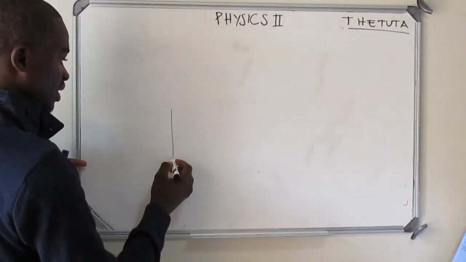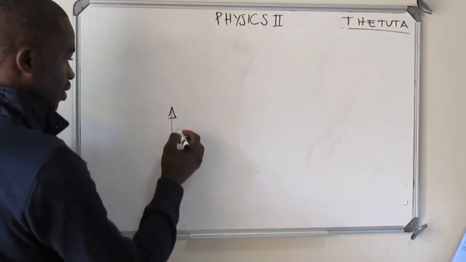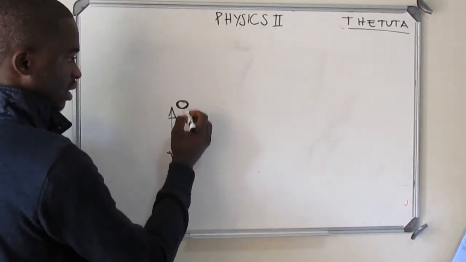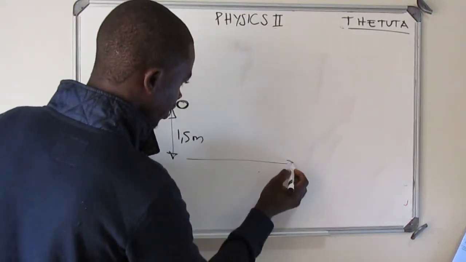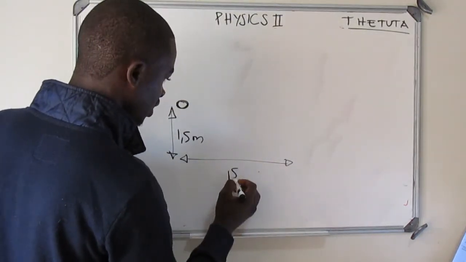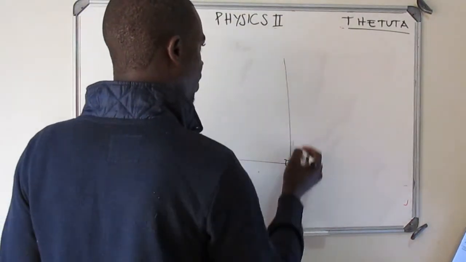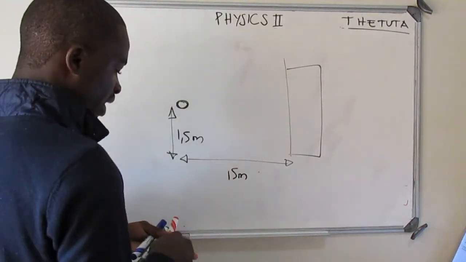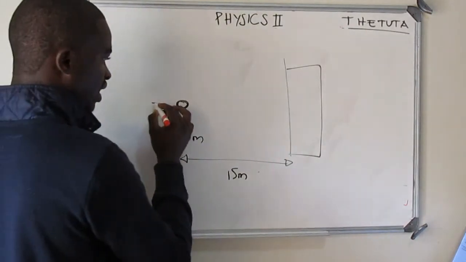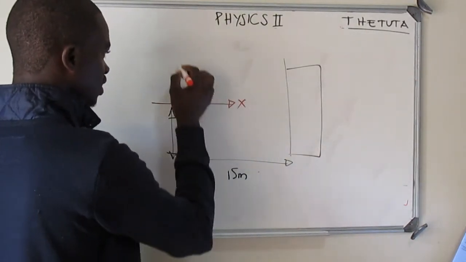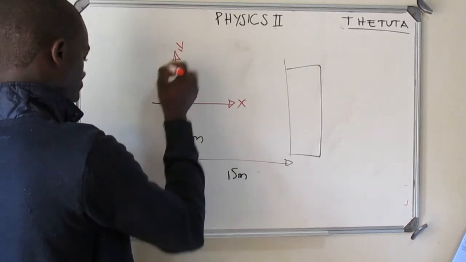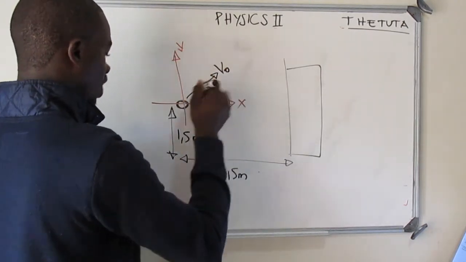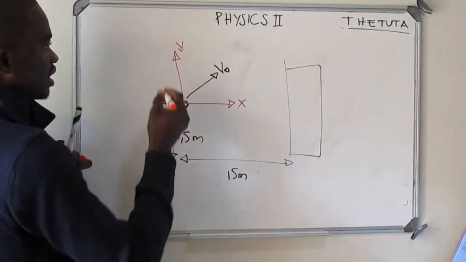We have a person at 1.5 meters throwing a ball. You have a distance which was given there, 15 meters. And then you have a building or let's say a block. Can you see? Where are our y and x axes? Here we have our x, there we have our y. Okay? So if this ball was thrown in this direction, which means you want to have a v in x.